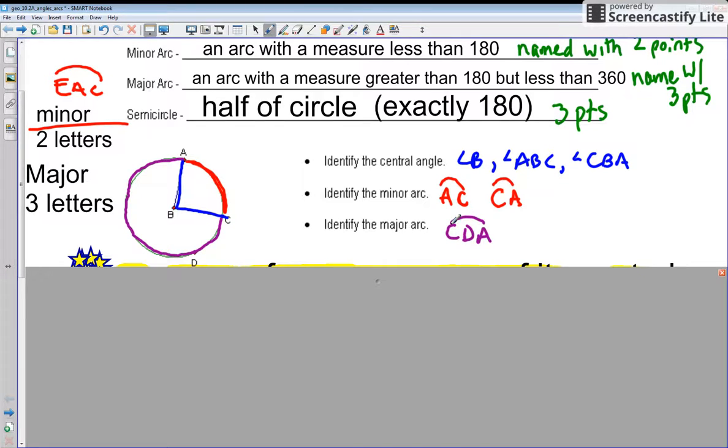So one of the things to notice here, minor arcs, we use 2 letters. Okay, major arcs, we're using 3 letters because that's kind of the requirement to name those. Minor arcs, we're always just going to use 2 points. Major arcs, we should have 3 points. Up here where you see the definition of semicircle, you notice I put that we're going to name semicircles using 3 points on our circle as well.